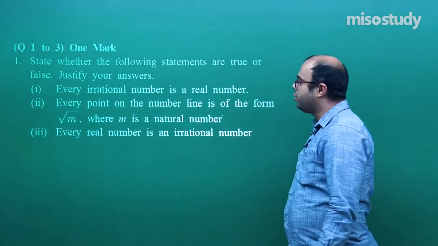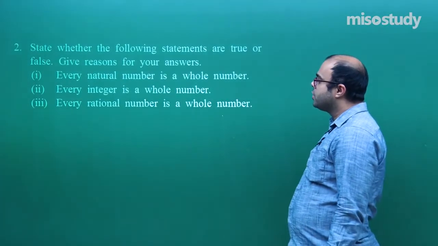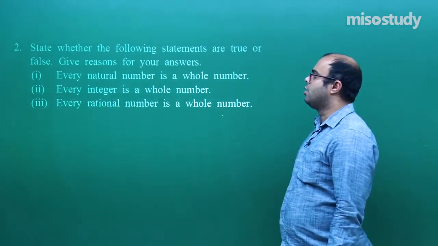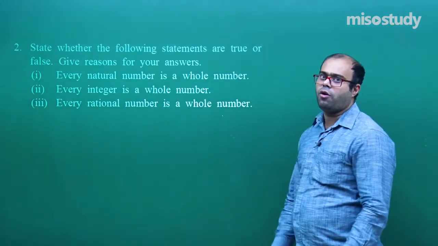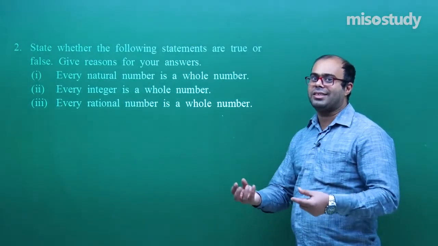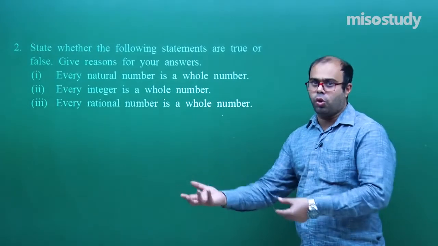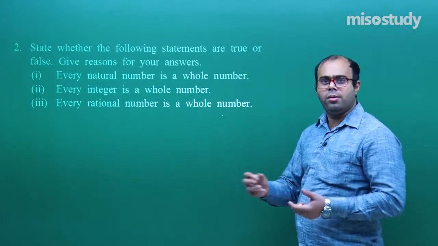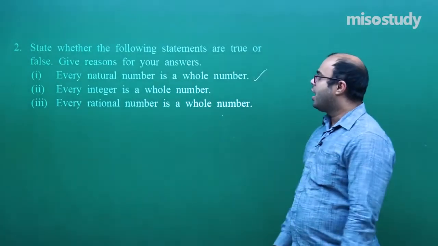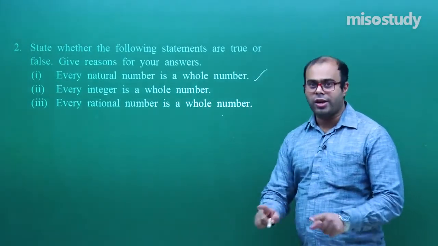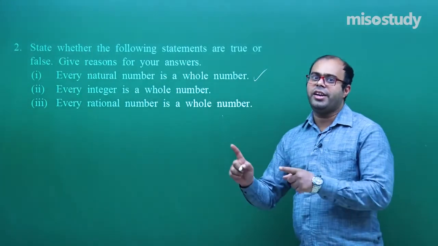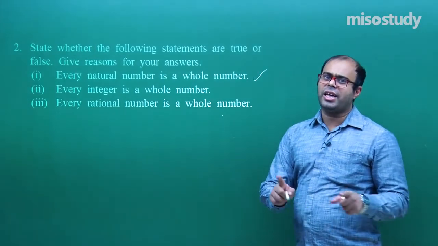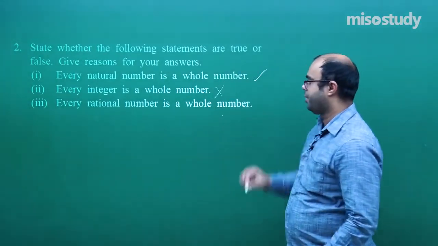Let us see another question which is also of 1 mark. State whether the following statements are true or false. Give reasons for your answers. Every natural number is a whole number, of course, because whole number has natural number and 0. 0 is an extra term. So every natural number is a whole number also. This is correct. Every integer is a whole number is not correct, because those integers which are negative are not whole number. Whole numbers are only positive integers and 0. So this is a wrong statement.